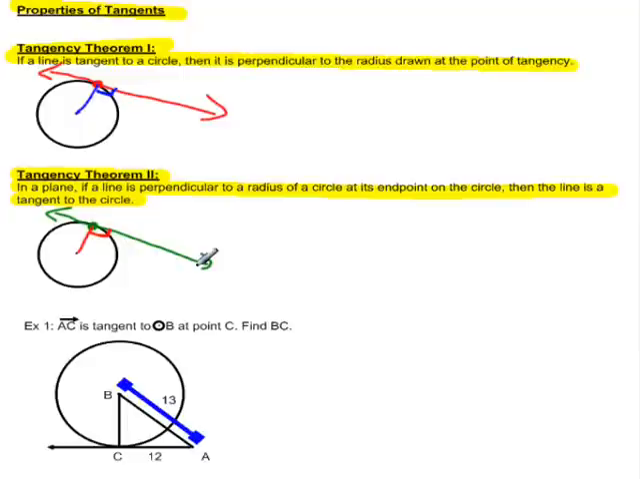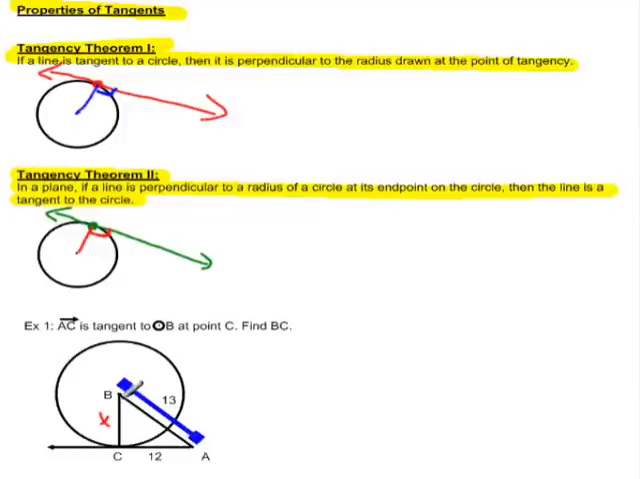Okay, so let's use that idea that a tangent line and a radius, when they intersect, form a right angle. Let's use that idea to work this problem. It says ray AC is tangent to circle B at point C, and find BC. So right here's what we're trying to find, so let's call that X. What do we know about this triangle? We know that this is the radius, we know this whole length here is 13, and we know this length right here, AC, is 12.